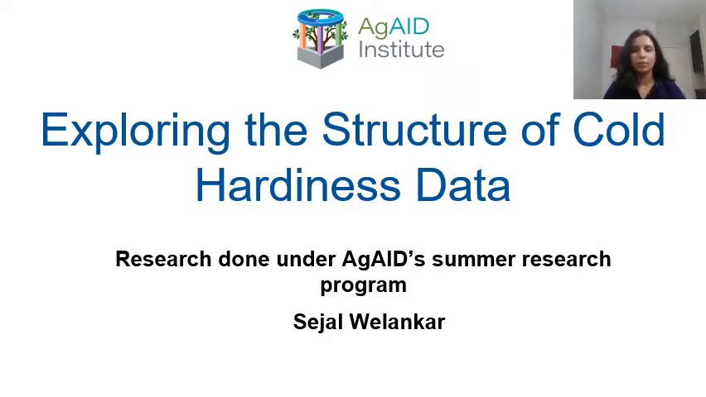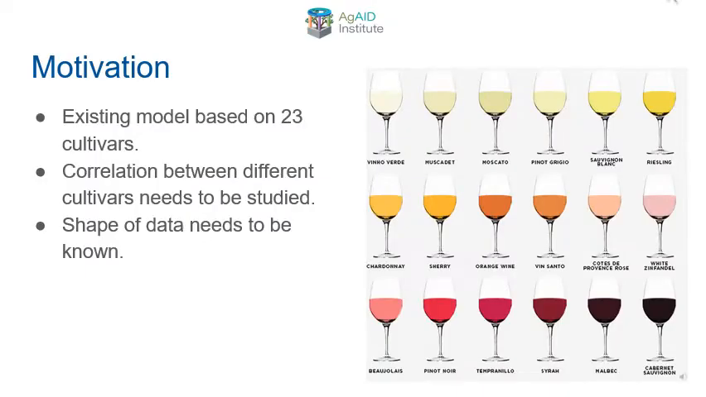And today I'm going to talk about exploring the structure of cold hardiness data to refine existing models. Cold hardiness is basically the ability of a plant to survive cold temperatures. The current model used to predict cold hardiness is based on 23 cultivars or genotypes. Washington is home to over 70 varieties of grapes with data available for more than 30 varieties.